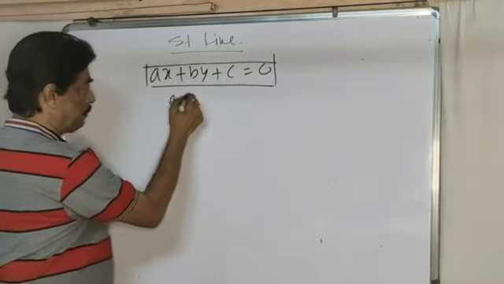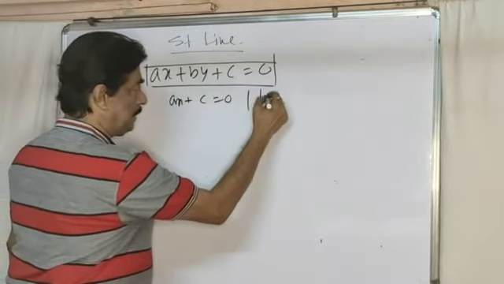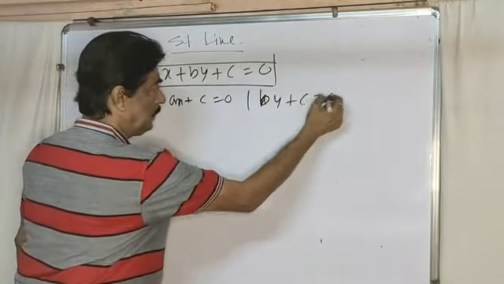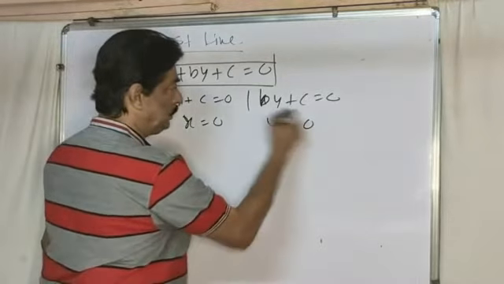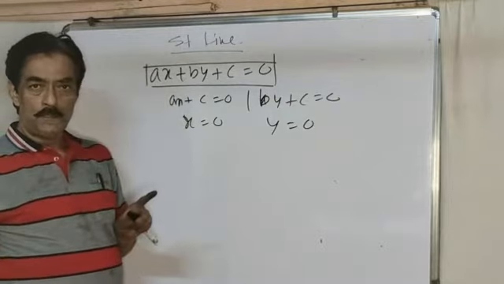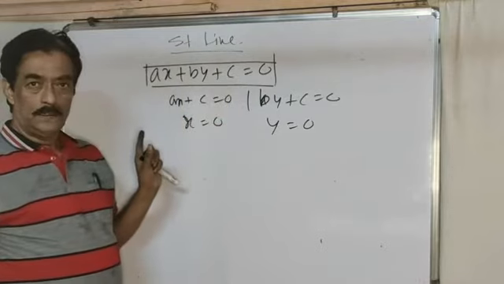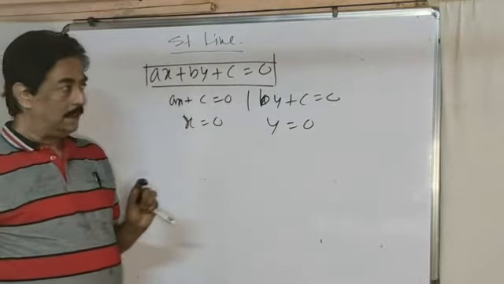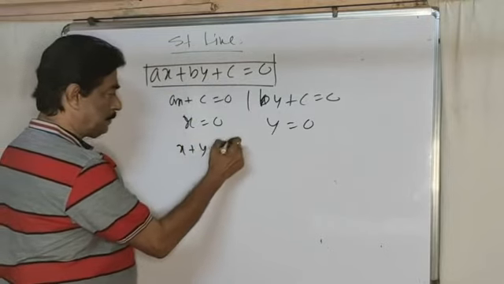Maybe ax plus c equal to 0. Maybe by plus c equal to 0. Maybe x equal to 0. Maybe y equal to 0. So in this case, the maximum power of x and the maximum power of y is 1. There is no term in xy. This indicates a straight line.